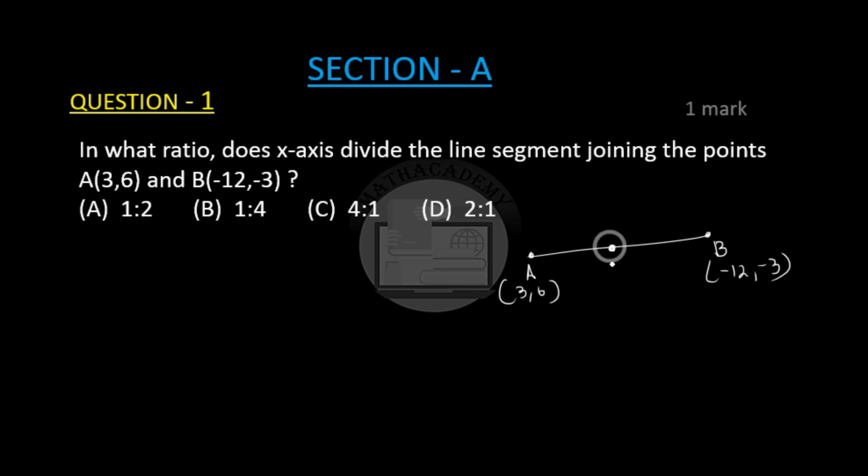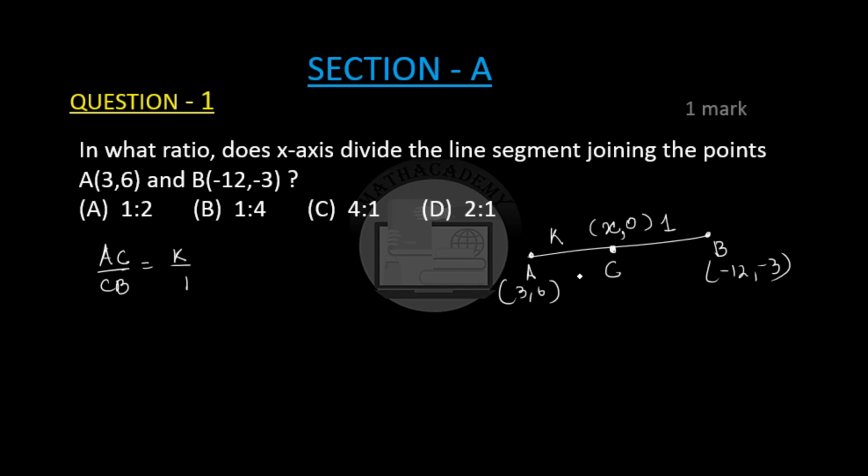Suppose the x-axis divides AB at this point C. We know that when a point lies on the x-axis, its y-coordinate is 0. So the y-coordinate of C will be 0 and it will have some x-coordinate which we don't know. Now let the ratio in which point C is dividing AB be k is to 1. So we are saying that AC is to CB, let it be k is to 1.